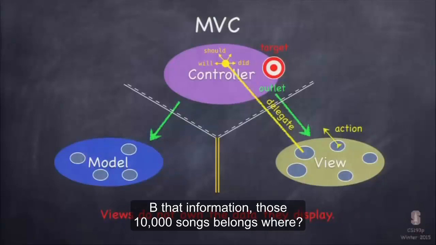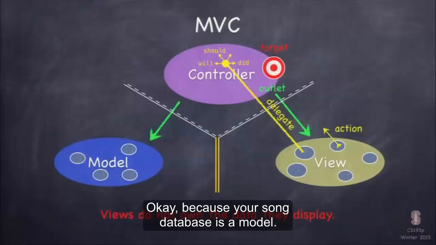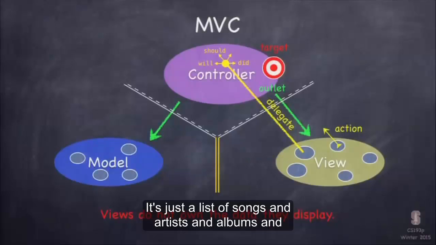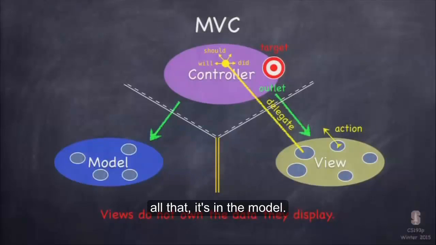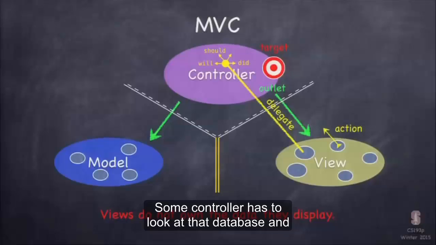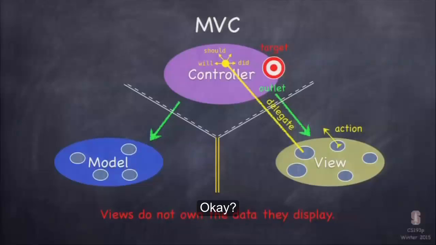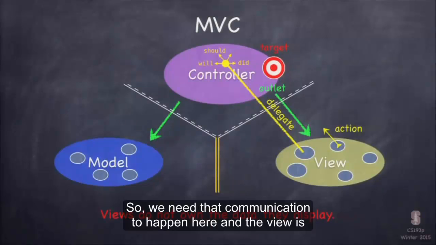A, that would be inefficient. And B, that information, those 10,000 songs, belongs where? In the model. Because your song database is a model. It has nothing to do with UI. It's just a list of songs and artists and albums and all that. Some controller has to look at that database and tell a view how to display all those songs. So we need that communication to happen here.